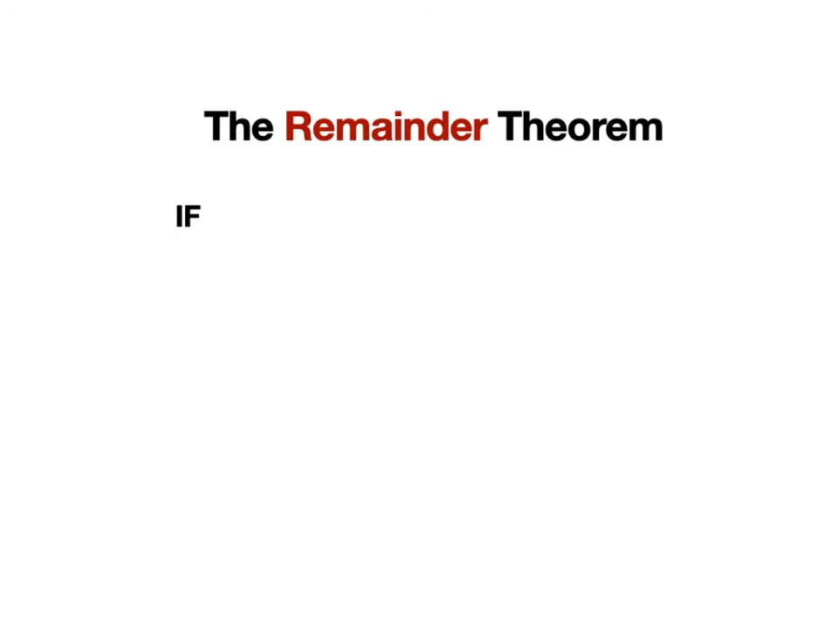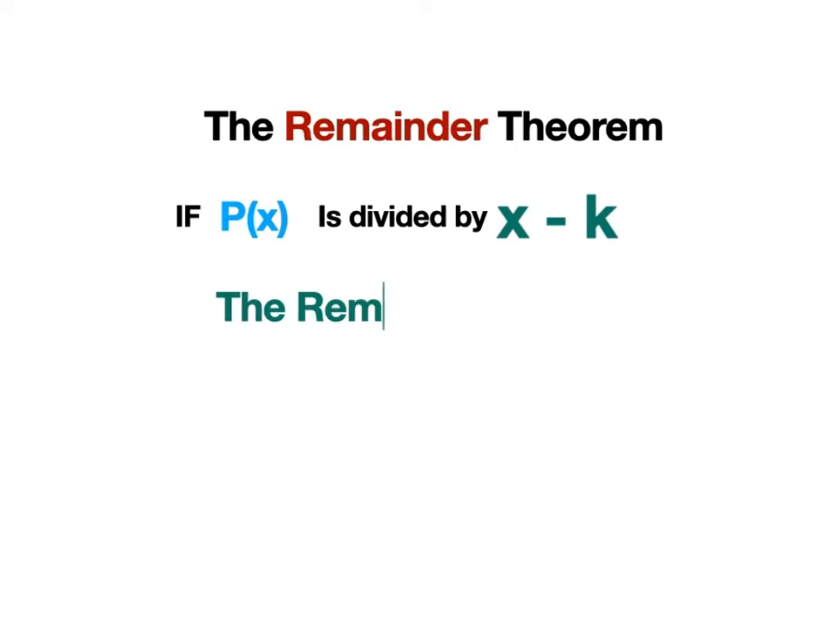Okay, the first thing is the remainder theorem. The remainder theorem basically says that if you want to evaluate some function, in this case I called my function p of x, you can evaluate it very quickly by using division. And you'll notice here on the slide what it's saying.